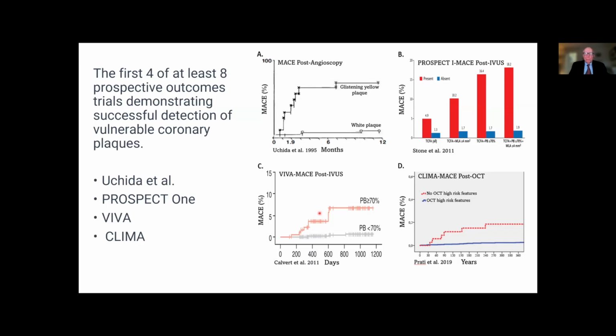Now, things have improved, and statins bring down that 80% event rate. But we have PROSPECT 1, where ultrasound imaging found vulnerable plaque. We have the VIVA, MACE, SPIVA study, same results. CLIMA MACE, same results. PROSPECT 2, not shown here, had the same results. All the reported studies where you measure something by IVUS or OCT or NIRS and think that it's going to cause more events at that site, all of them are positive.